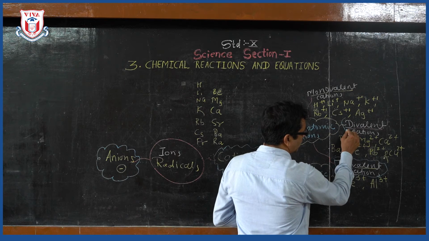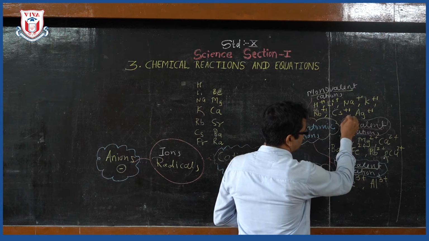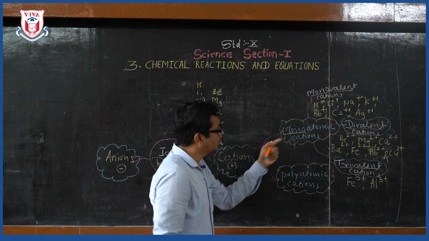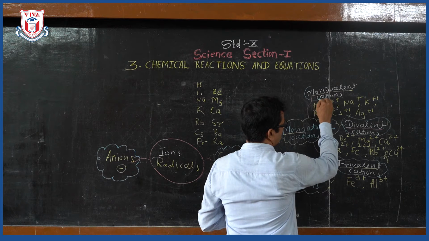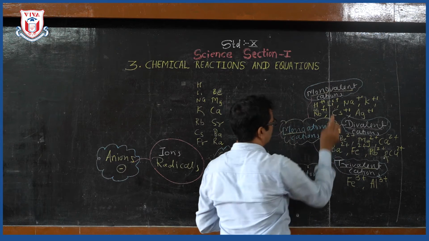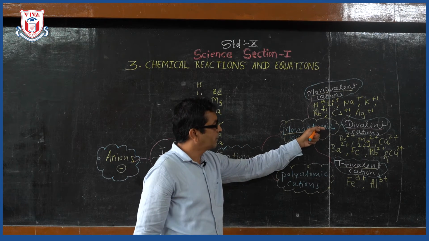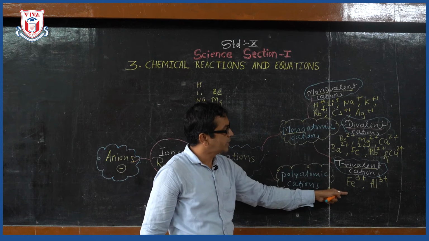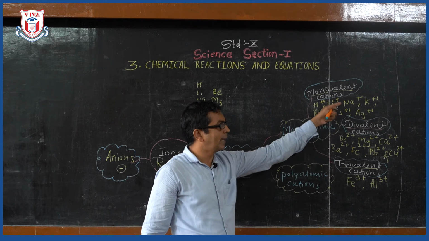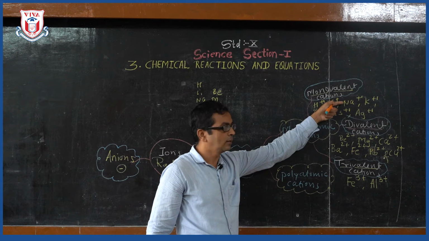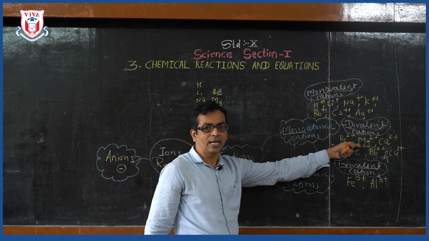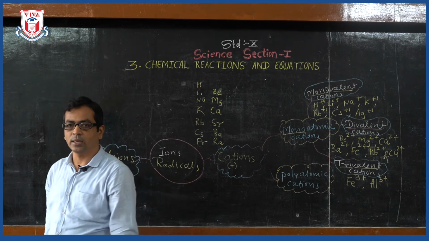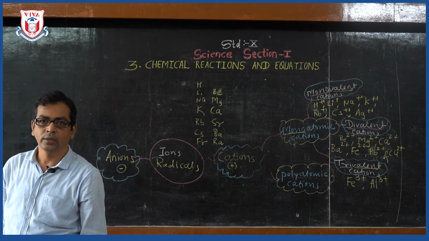So I hope you have understood this concept of monoatomic cations. Now why do I call them monoatomic? Mono means single, atomic means atom. See here you will observe that a single atom is present, but valencies are different. Your valence is 1, so it is monovalent. Your valence is 2, so it is divalent, and in case of the third, valence is 3, and that's why they are called trivalent.